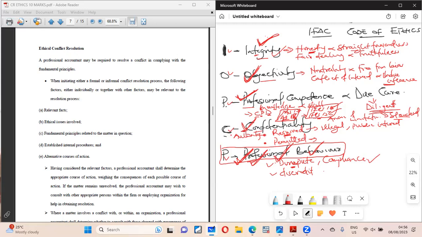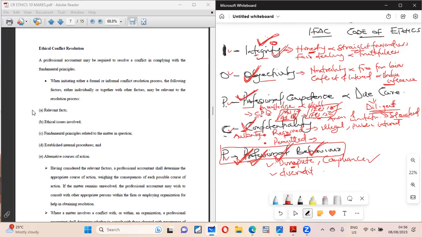Confidentiality: if you disclose something that you were not permitted to disclose, or are not required by law to disclose, and you did it for your personal gain, then it means that in the background you are also not exhibiting integrity. All right. And so that one will also zoom into professional behavior. So professional behavior is at the base of all of them.